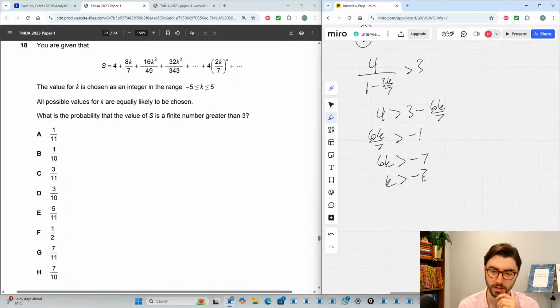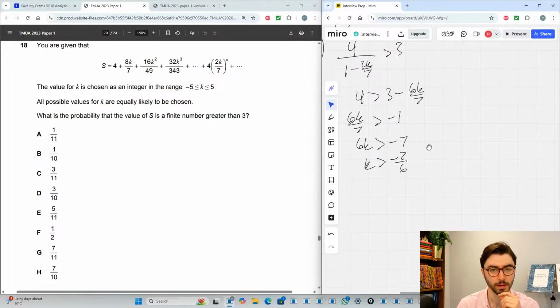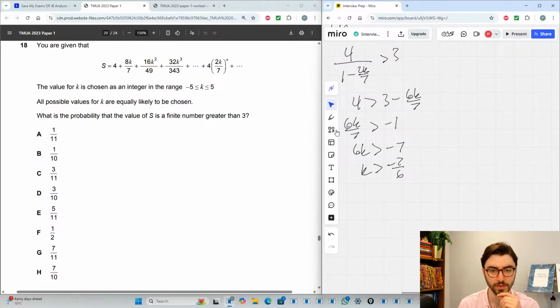Okay, it must be bigger than minus 7 over 6. That is correct. And a sum to infinity must exist. For a sum to infinity to exist, that 2k over 7 must lie between minus 1 and 1, which puts restrictions on it.